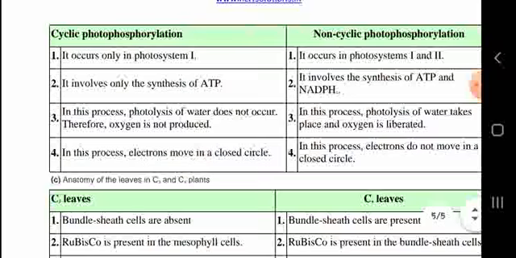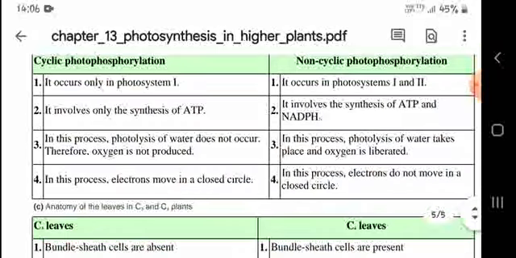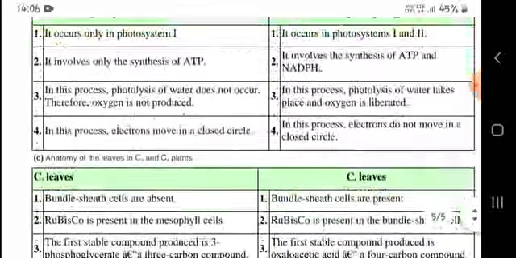Next, cyclic and non-cyclic photophosphorylation. Cyclic occurs in photosystem 1 and involves only the synthesis of ATP. Non-cyclic occurs in photosystems 1 and 2, and it involves the synthesis of ATP and NADPH.